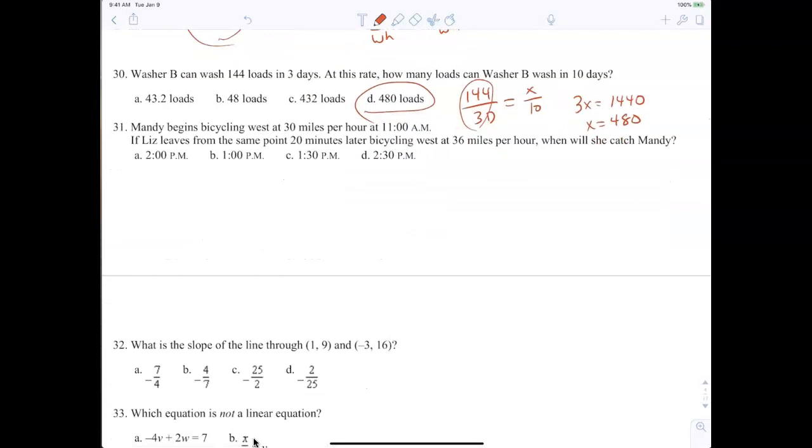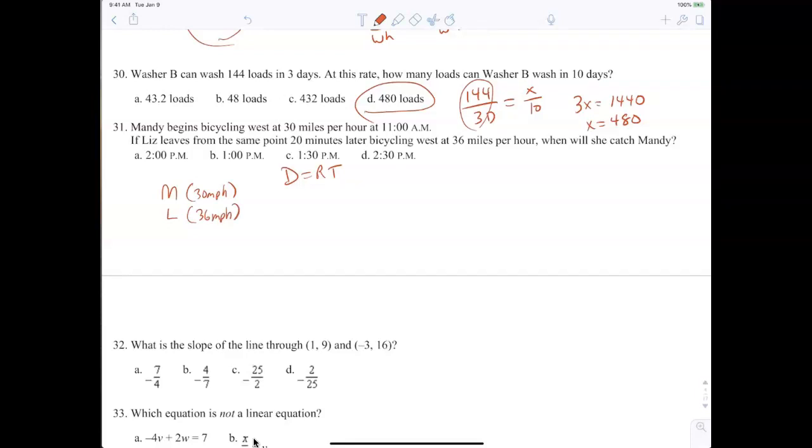Okay? Now the word problem that everyone has a little trouble with, so let's talk about it. Remember, in this case, distance equals rate times time. So Mandy begins bicycling west 30 miles per hour. So I'm just going to write over here Mandy, and she's traveling at 30 miles per hour. And Liz leaves 20 minutes later bicycling at 36 miles per hour. So Liz is traveling at 36 miles per hour.